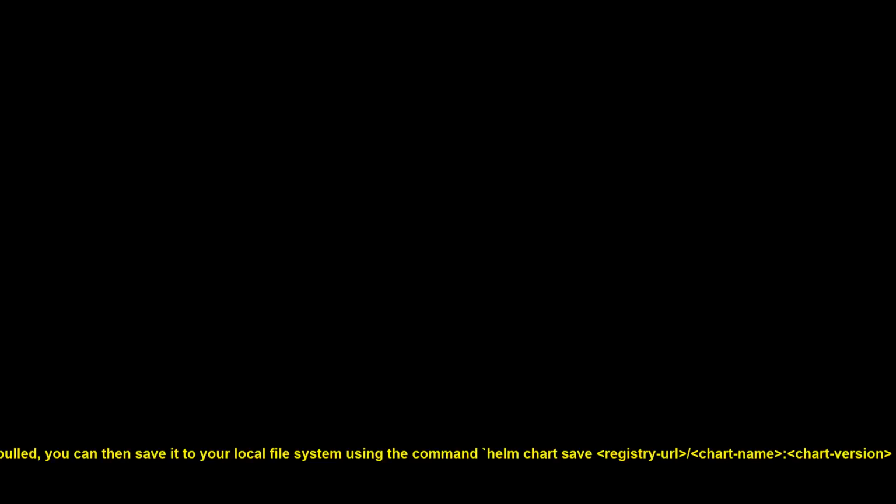Use the command helm chart pull <registry URL>/<chart name>:<chart version>. Replace chart name and chart version with the respective chart and version you want to use. Once the chart is pulled, you can then save it to your local file system using the command helm chart save <registry URL>/<chart name>:<chart version>.